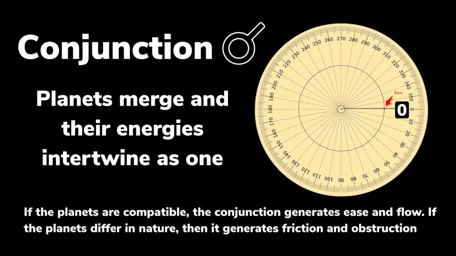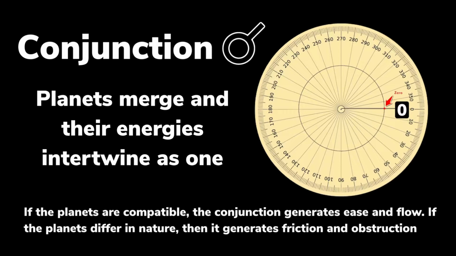The first aspect I'm going to talk about is not technically an aspect. We have conjunction here, and conjunction means that 2 planets have 0 degrees between each other. They're right up on top of each other, or right next to each other in the birth chart. I have also read in some places that conjunction just means that it's less than 5 degrees, so they're really, really close to each other. Conjunction is basically when 2 planets are right next to each other, at 0 degrees of each other.